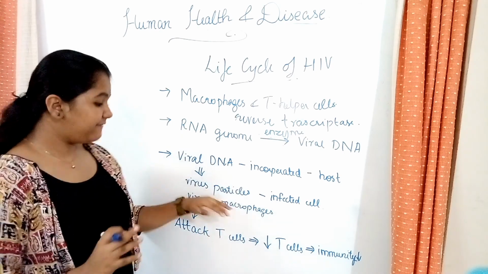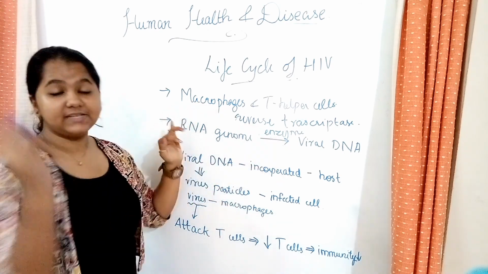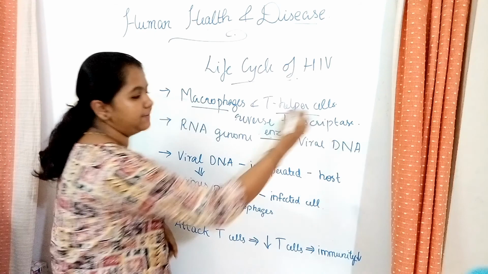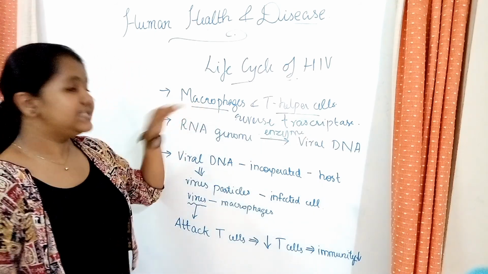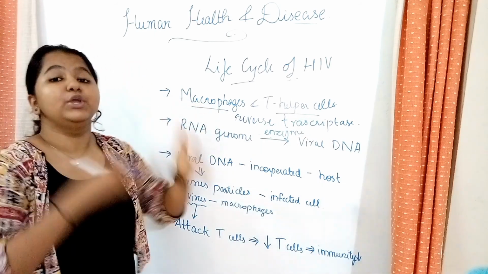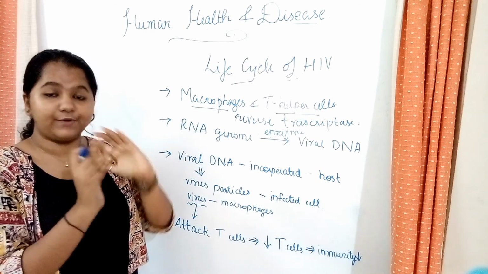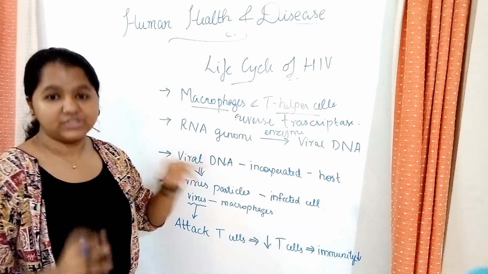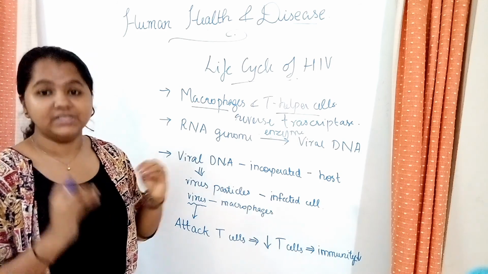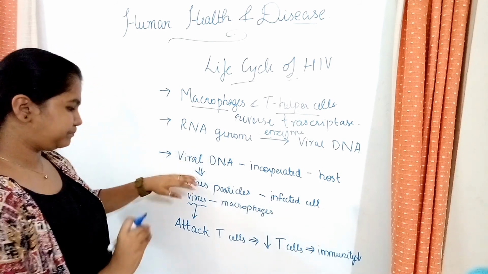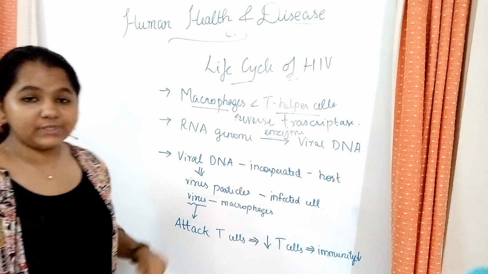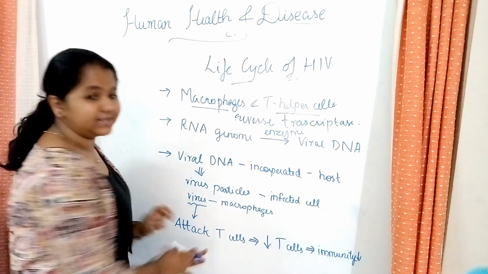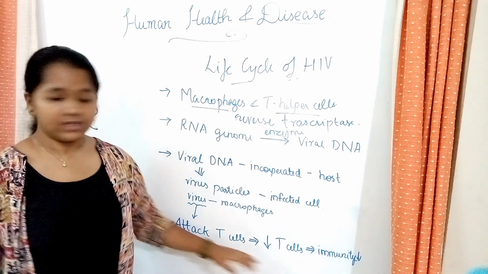Okay. Whereas the macrophages, we said it first enters the macrophages and T helper cells, and what happens? The macrophages produce the virus. They serve as a place for its breeding. It will replicate. So the macrophage is called the factory for the production of this virus. Okay. So then what happened? This virus will attack the T cells. Okay, the T helper cells.